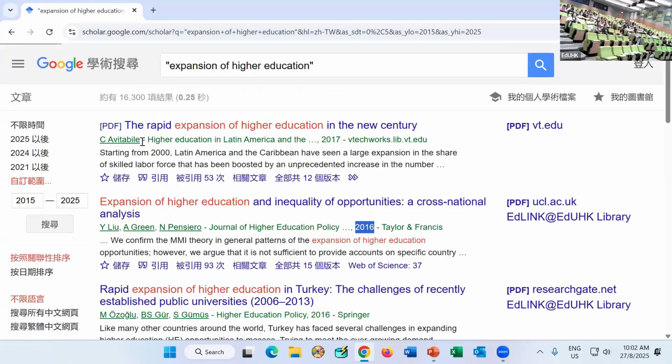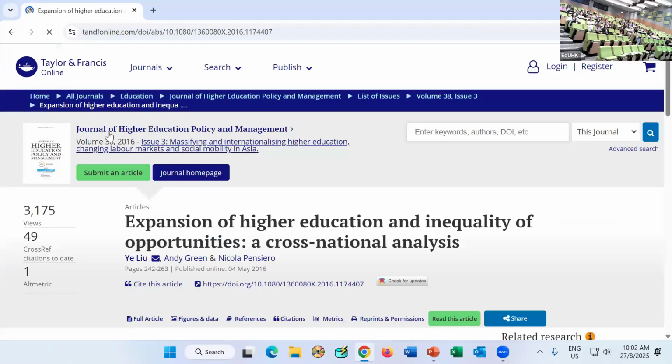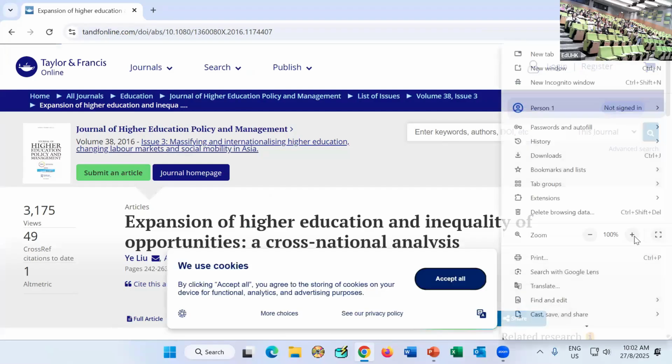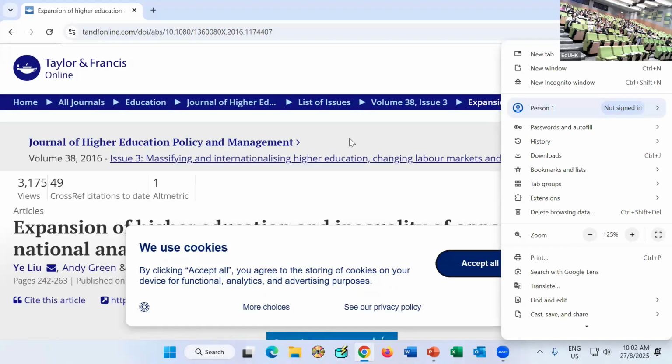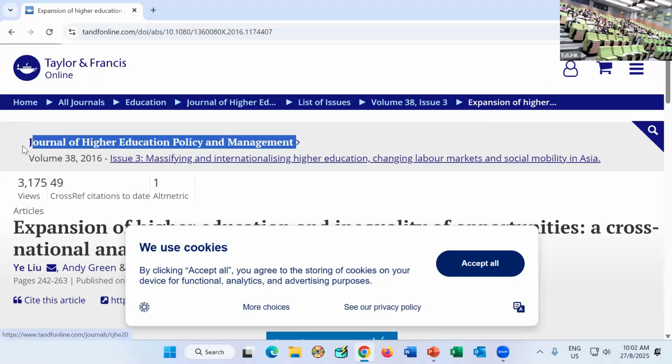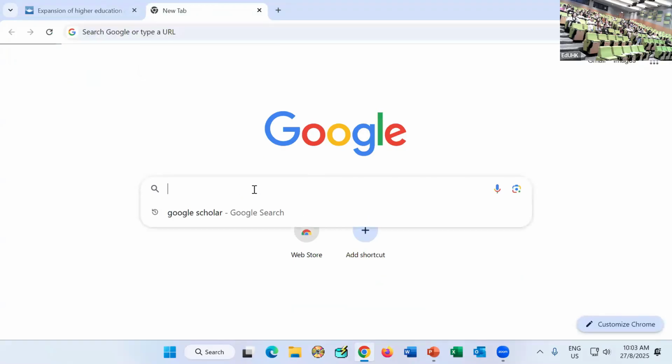Another hint is to check the journal name. If this is a journal, then that is a journal name, Journal of Higher Education. Let's go and check what the exact name is. So you see this one. The journal name is Journal of Higher Education Policy and Management. Okay, and I have not heard of that. So I don't think many people have heard of that, but I can still see whether this is a good journal. One way to check is to go to Google and then just type this journal name.